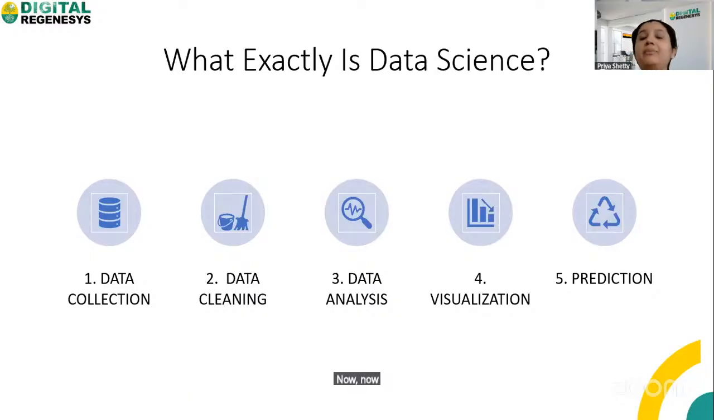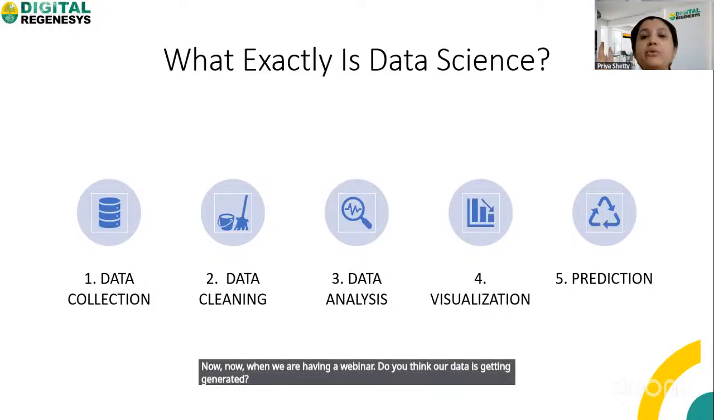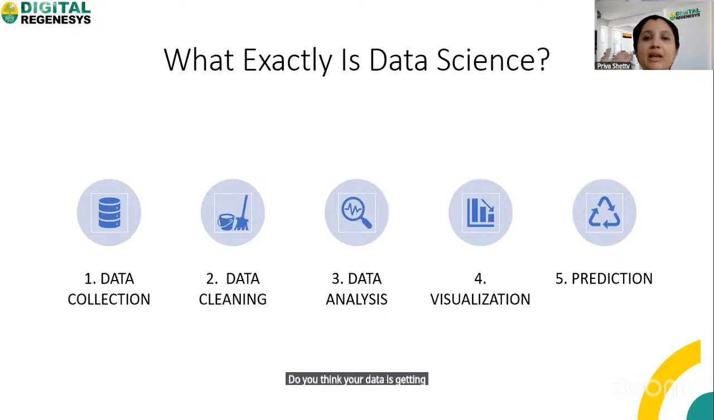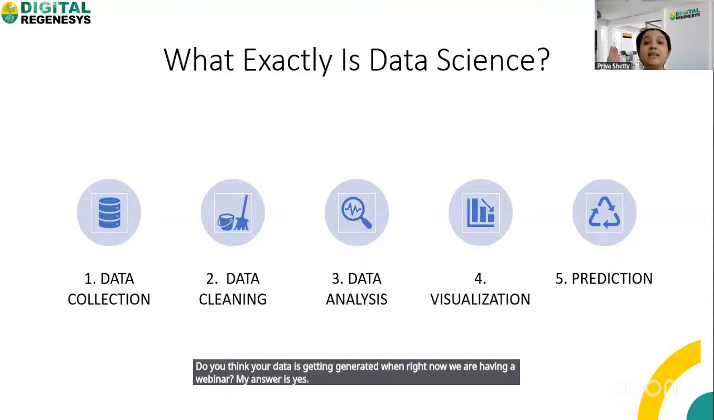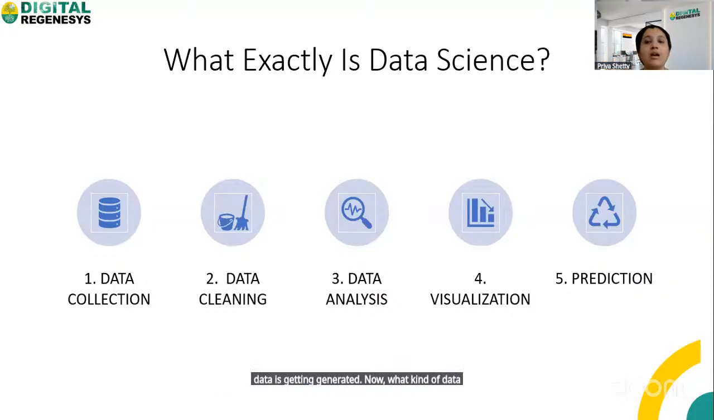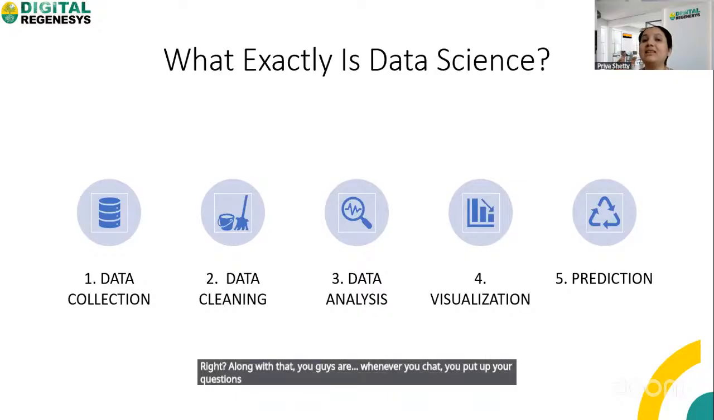Now, when we are having a webinar, do you think data is getting generated? My answer is yes. What kind of data are we generating? First, a video is getting generated. When I am speaking, audio data is getting generated. Along with that, whenever you chat and put up your questions, even that is textual data that is getting generated.